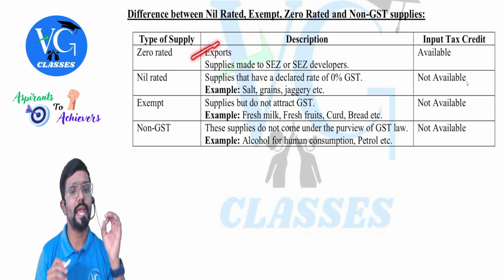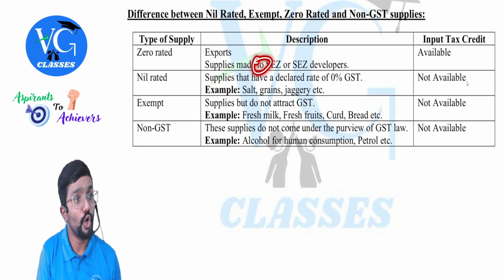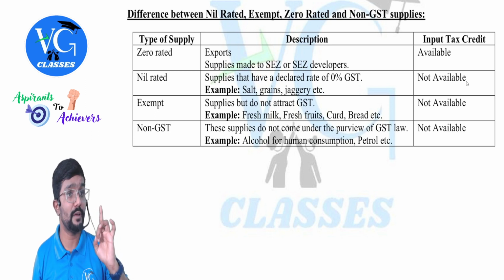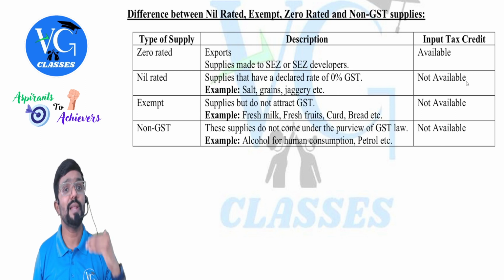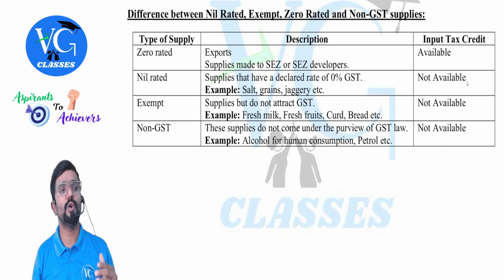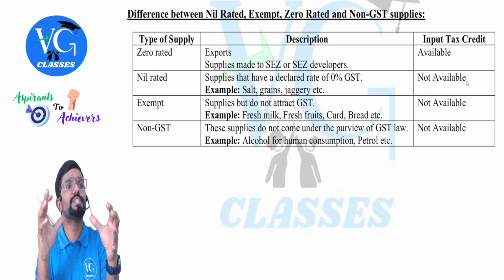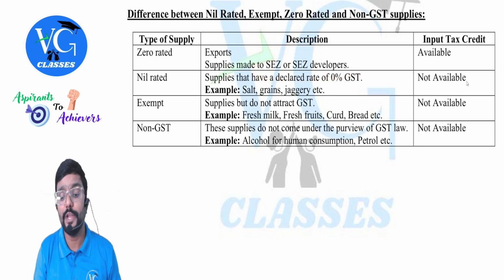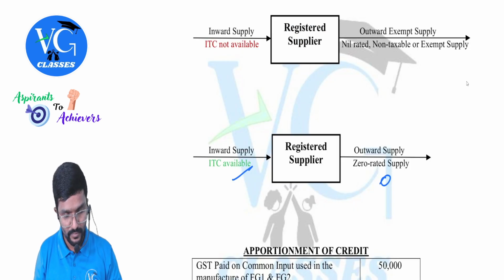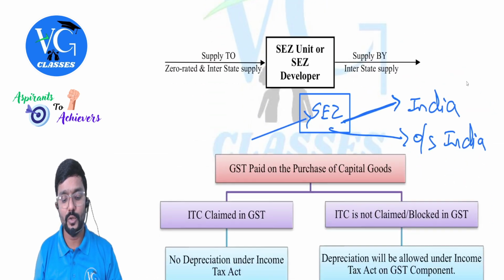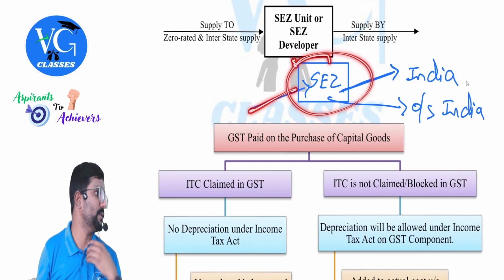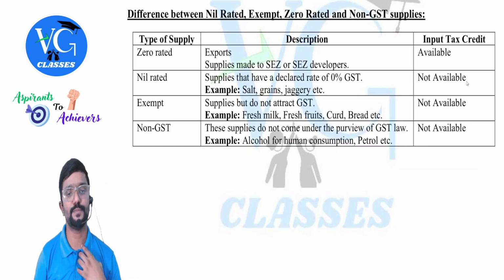Examples of zero rated are export and supply made to an SEZ unit or SEZ developer, not buy. Please be careful, by mistake you'll write buy. Supply to, guys, remember logically. I told you for GST, SEZ is a location where? Outside India. So if it is going to them, it is a location outside India. It is at par with what? Exports. At par with exports.